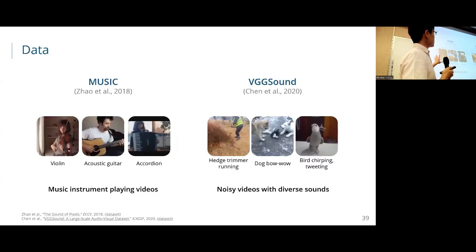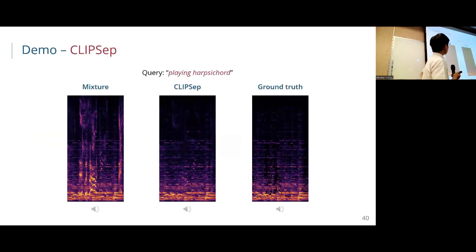Cool. So we work on two datasets. One is instrument playing videos, and the other is more noisy videos from YouTube. Here are some examples. We have the mixture here, and our query is "playing harpsichord." So let's listen to the mixture first. And this is the output. And this is the ground truth.